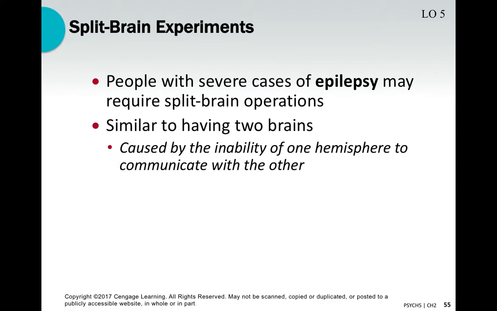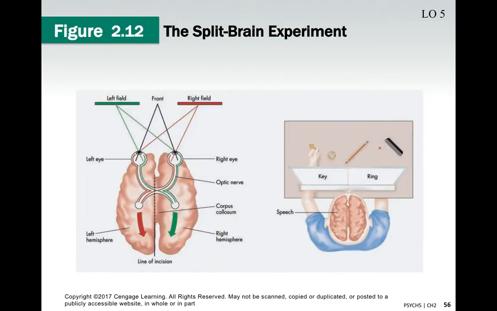But here's some really interesting research with split brain patients, and it's called the split brain experiment. I'm actually going to use our textbook to help illustrate, because there's just a lot going on here. It's in our textbook in figure 2.12. So here we have a drawing, and what this drawing is trying to indicate is the bilateral symmetry of the brain.